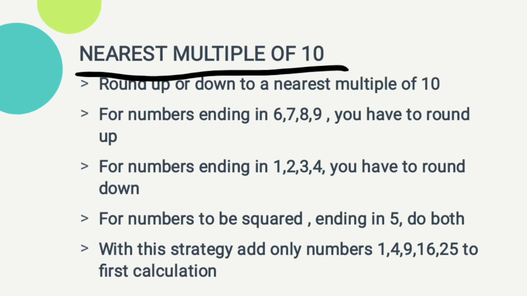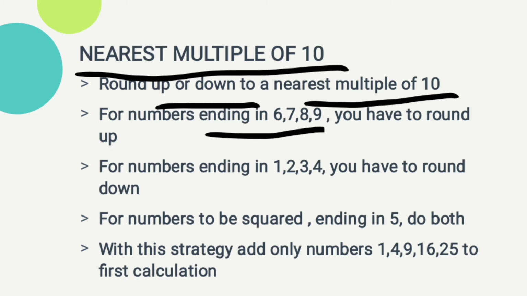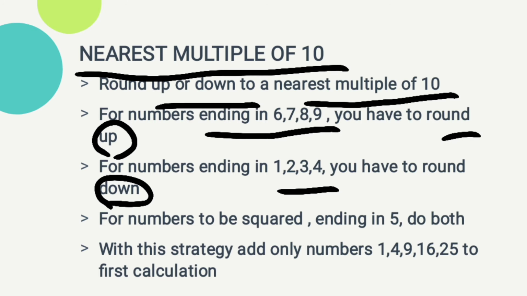Round up or down to the nearest multiple of 10. For numbers ending in 6, 7, 8, 9, you have to round up. For numbers ending in 1, 2, 3, 4, you have to round down. For numbers to be squared ending in 5, do both rounding up and rounding down. With this strategy, add only the numbers 1, 4, 9, 16, 25 to the first calculation.